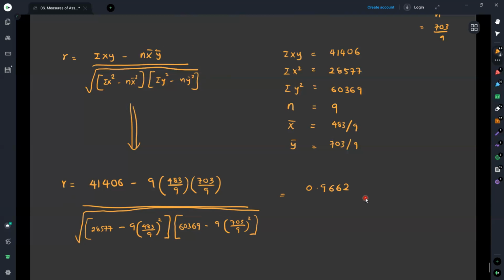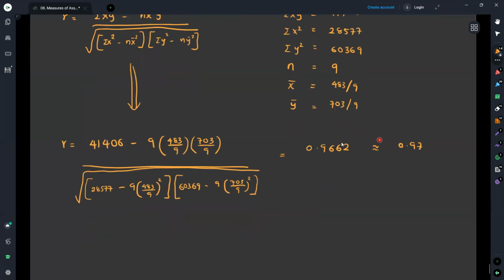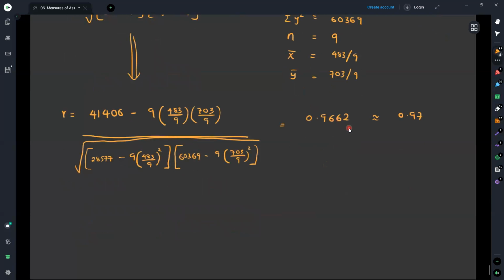0.9662, accurate to 4 decimal places. This is the value you are getting, and if you need, you can round it off to 2 decimal places, but it is not compulsory. But at least 4 decimal places would be much better if you are finding out the values, because you get a more accurate answer for the relationship among the variables as well.